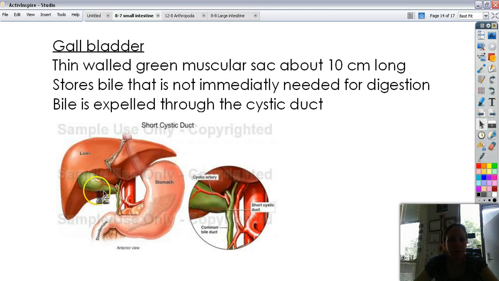Alright, the gallbladder, big green poochy thing, is a thin-walled green muscular sac, about 10 centimeters long, which is about your finger. It stores bile that's not immediately needed for digestion, and the bile gets expelled through the cystic duct. So it goes in here. Okay, and then this one has a very short one. This is a cystic duct. Sometimes they're a little bit longer. There's like 10 different styles of gallbladders and how they connect up to the common bile duct.